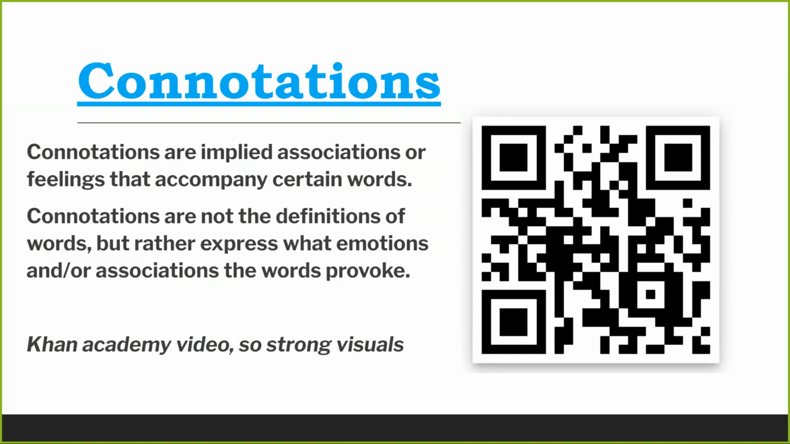The next type of figurative language is a connotation, which is an implied association or feeling that accompanies certain words. They're not the definition of the word, but they're the emotions that go along with the word. This is a Khan Academy walkthrough video. It's about 4 or 5 minutes long, but I'll talk to you about connotations and the feelings that go along with words.